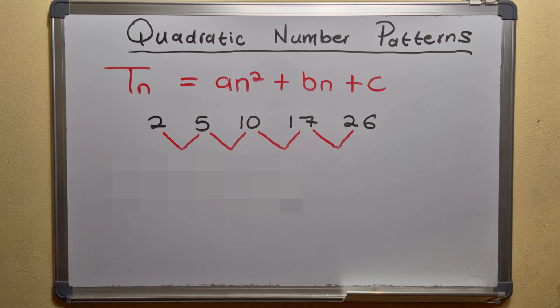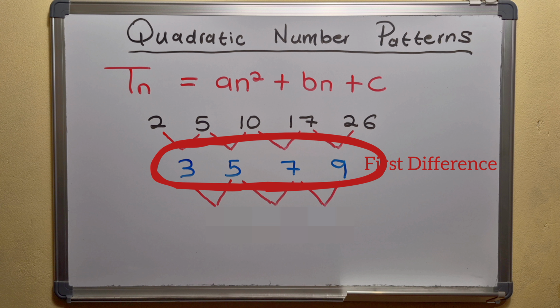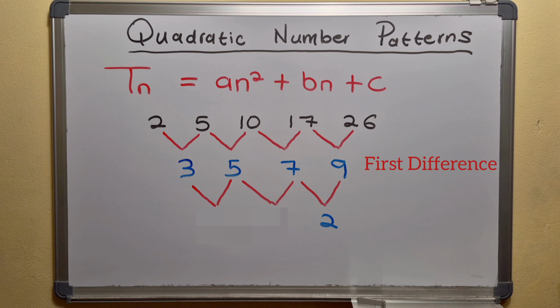Now let's find the first difference. 26 minus 17 is 9, 17 minus 10 is 7, 10 minus 5 is 5, and 5 minus 2 is 3. So this is definitely not a linear number pattern because the difference between these numbers is not the same. Now let's find the difference between these numbers. 9 minus 7 is 2, 7 minus 5 is 2, and 5 minus 3 is 2. So the second difference is the same. Therefore, this is a quadratic number pattern.